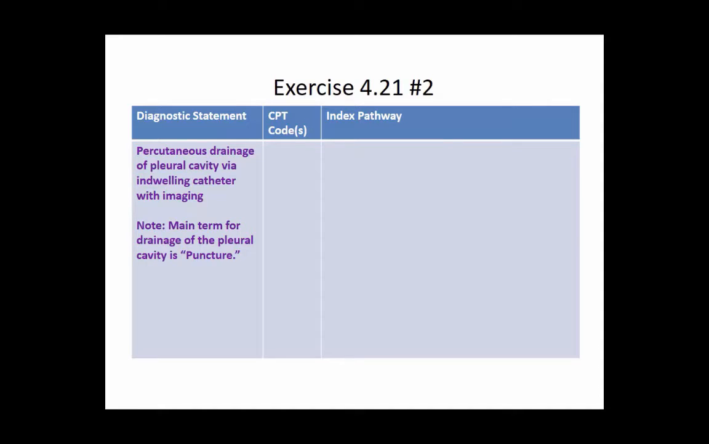Exercise 421, number 2, percutaneous drainage of a pleural cavity via indwelling catheter with imaging. I wanted to tell you that the main term for drainage is puncture, because you have to actually go through that covering over the pleural cavity to place your catheter, and that is done with imaging so that you don't puncture anything you don't want to. Here's your code and your index.